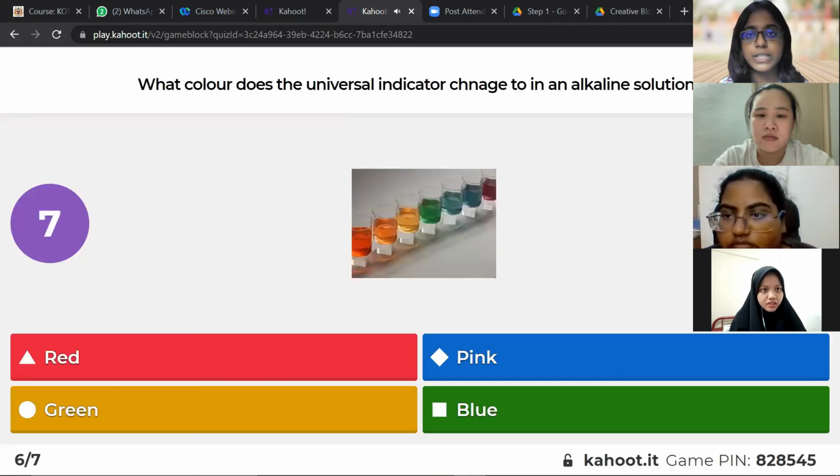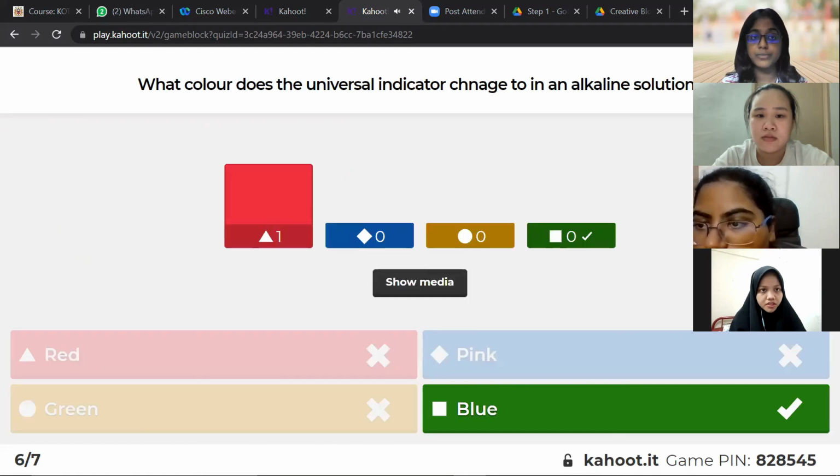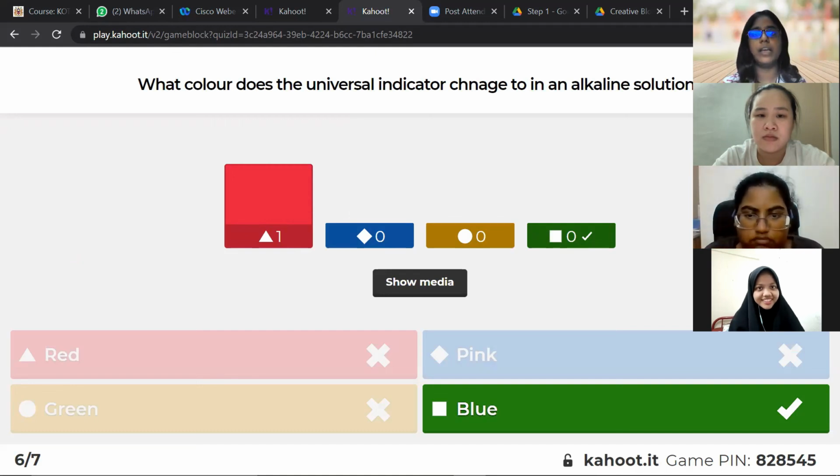What color does universal indicator change to in an alkaline solution? Sorry for the typing error there. It's change. So I see. Okay, so one of you answered red. As you all know, universal indicator has only 3 color options. But alkaline solution has a color change of blue. Okay.